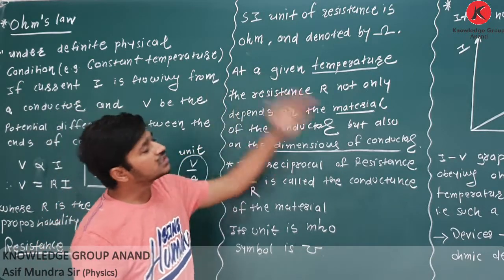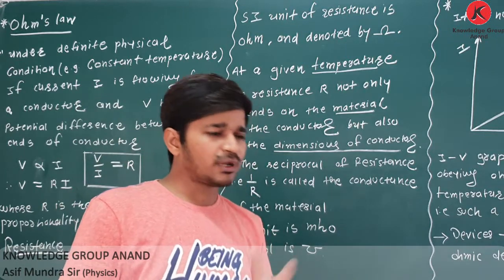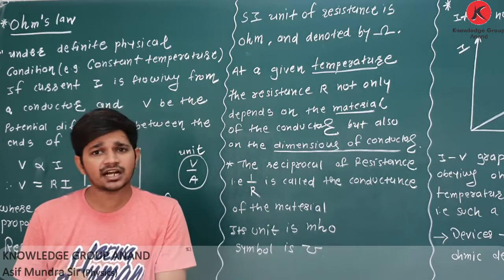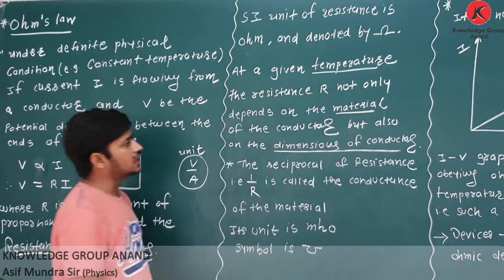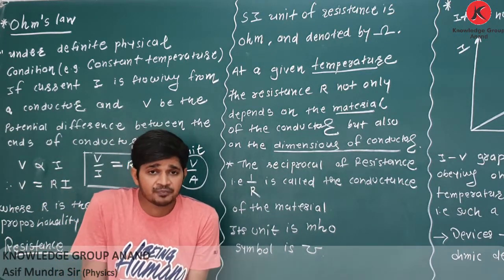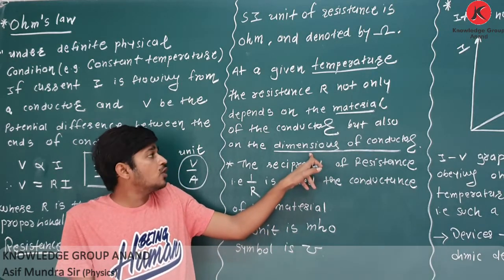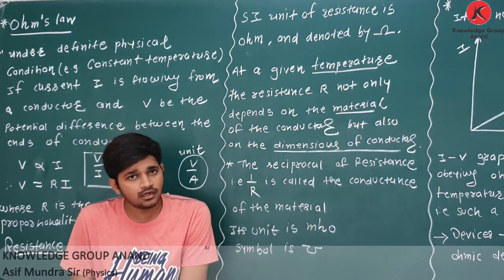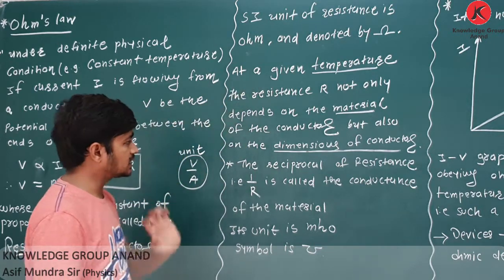Resistance depends on material. You know this resistance depends on material for metals, for non-metals, for semiconductors, etc. That we will study. Next is dimensions of conductor. Resistance depends on dimensions of conductor. Dimension means its length and its cross-sectional area. In the next lecture we will prove this. Right now you have to remember these 3 points on which resistance depends.